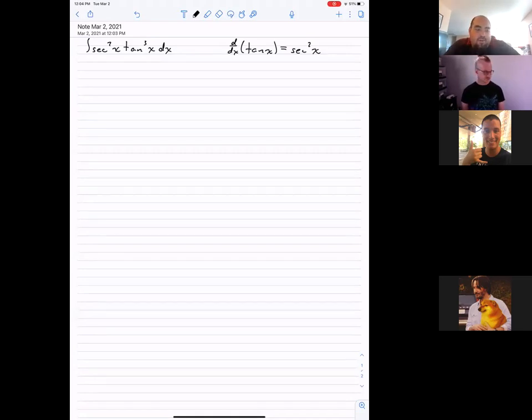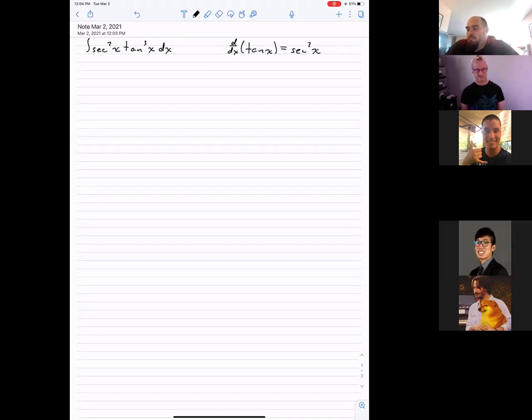Since Min2 offered up the advice of using a trig identity, what would be a useful one here? Derivative of secant x. What's the derivative of secant x? Secant x times tangent of x. So I think we're going to have the same problem there. Our tangent function is still cubed.